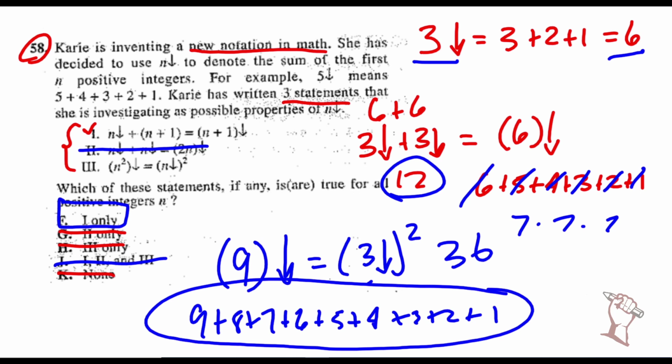Let's use my little trick. 1 plus 9 is 10. 2 plus 8 is 10. 3 plus 7 is 10. 6 plus 4 is 10. That's 40. It's already not 36. So this answer is 45. 36 does not equal 45.